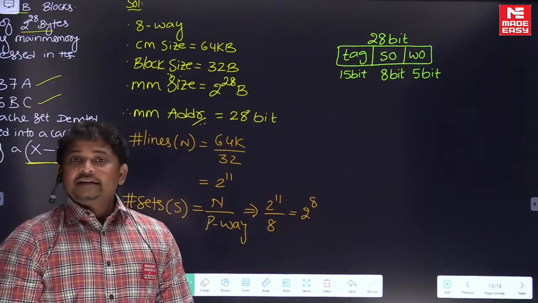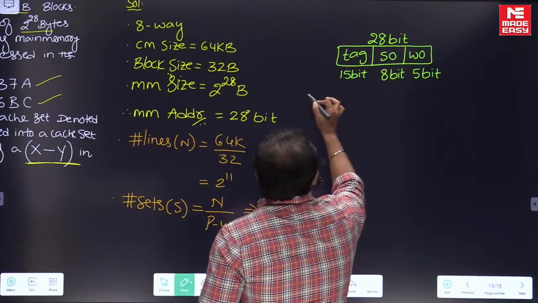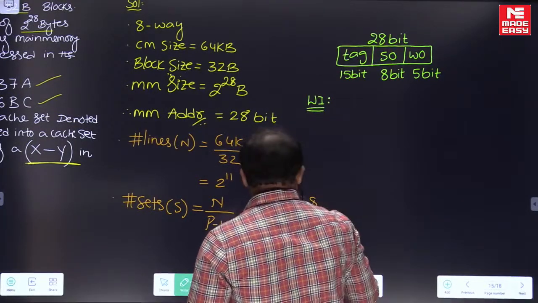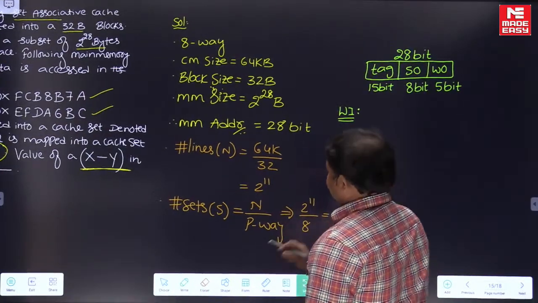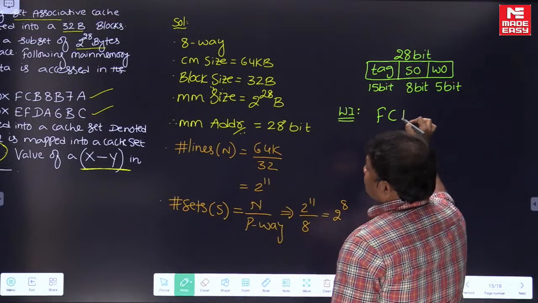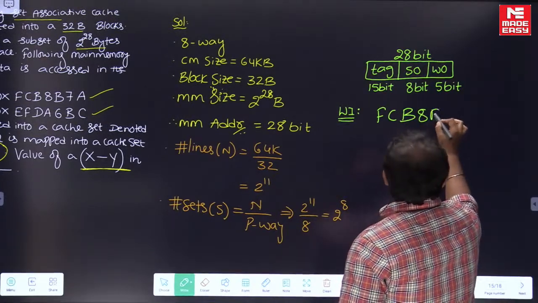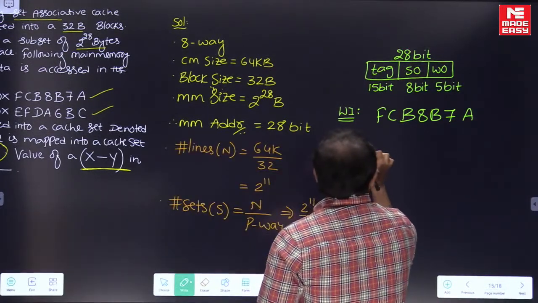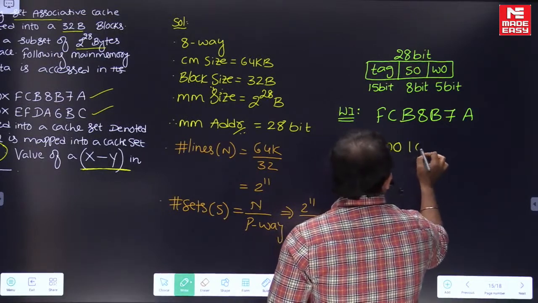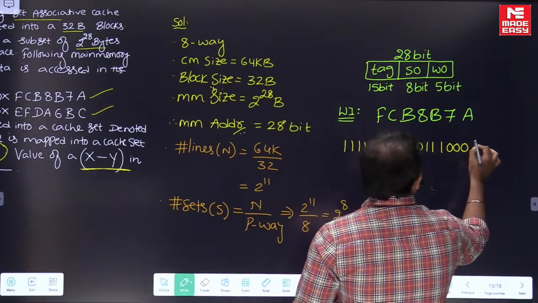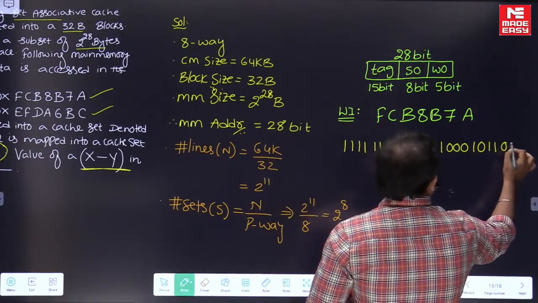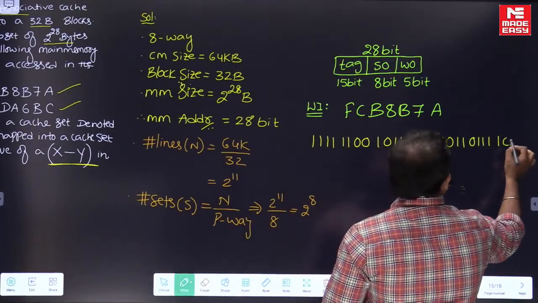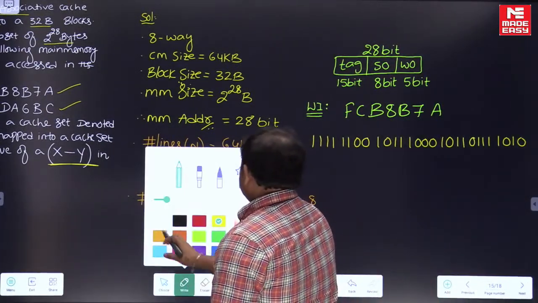Okay, so find out the set number for word 1. First word address is what? FCB8B7A. Now interpret this into binary. F C B 8 B 7 and A. Interpreted.